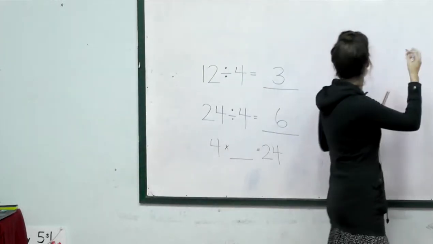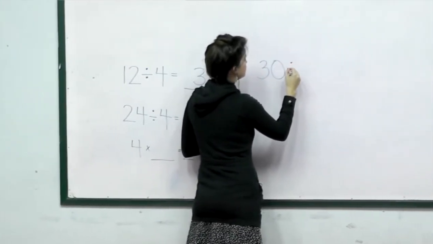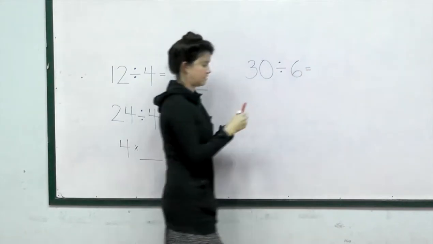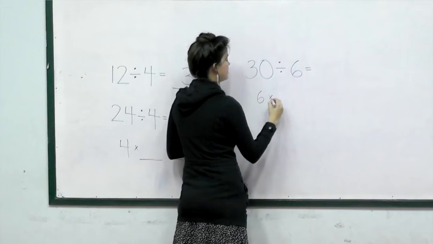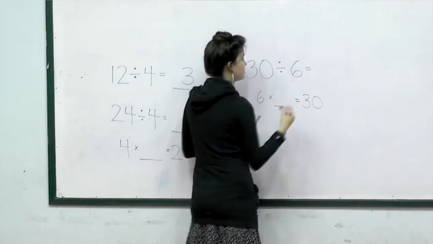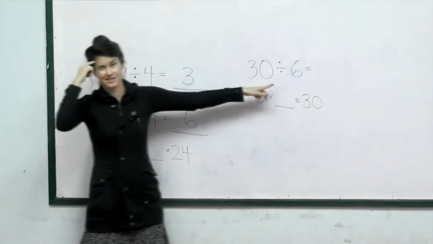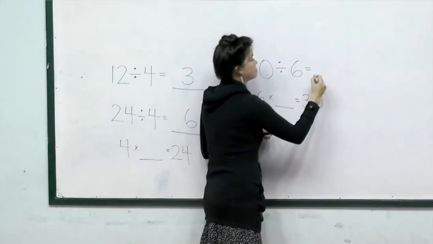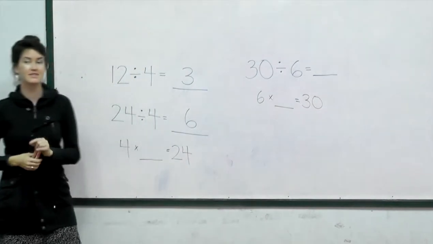Good thinking. Let's do 30 divided by 6. And remember, you can think of it as 6 times what number equals 30. So when you have division and you're not sure, you can flip it and make it into a multiplication problem by thinking about your fact family.